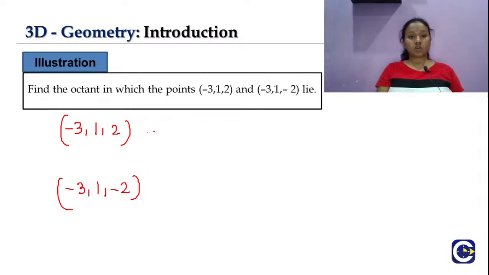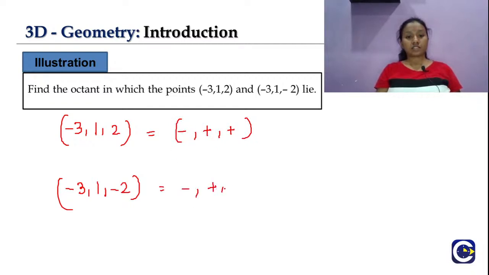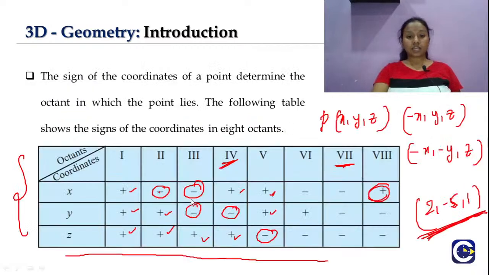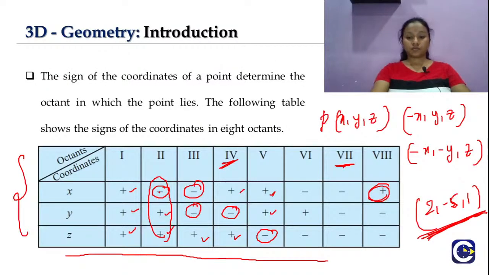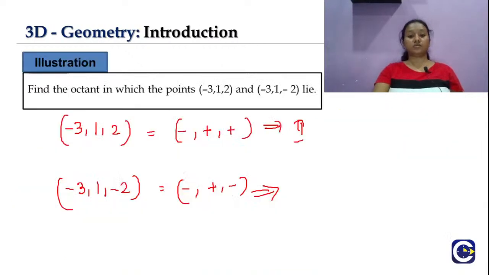So here you can see what are the signs. Minus, plus and plus here. And this point minus, plus and minus. So let's get back to here and see. Minus, plus and plus will be which octant? It will be second octant. And the next sign here will be minus, plus and minus. So minus, plus and minus, which is the sixth octant here. That means the second point lies in sixth octant here. So it's just as simple as that.